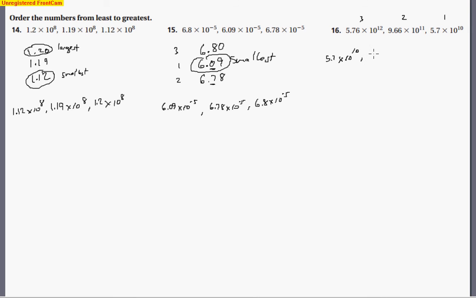So there's my smallest one, 9 and 66/100ths times 10 to the 11th is number 2, and the largest one, 5 and 76/100ths times 10 to the 12th.